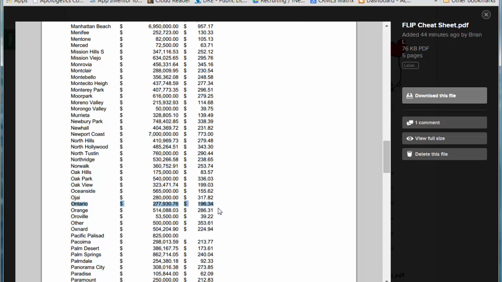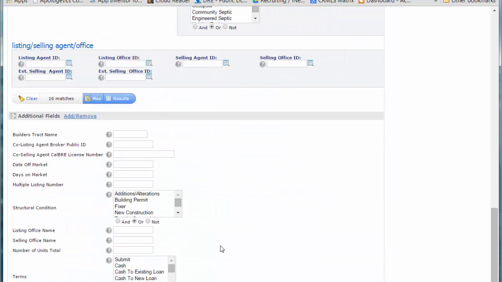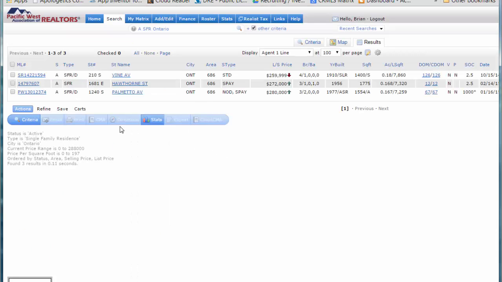Then the next thing I'm going to do is look for the price per square foot at 196.34. So 196, I'll round up 197. I'm going to scroll down, price per square foot, and I'm going to 0 to 197. And I'm going to see there's 3 matches. And go ahead and click on this and see if any of these are good ones for me.